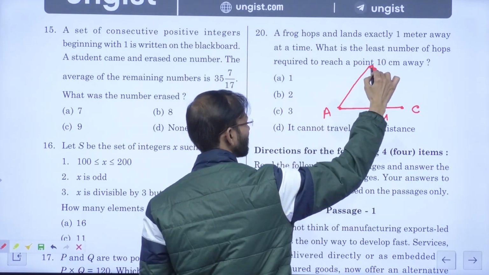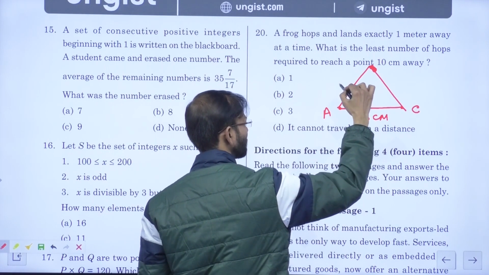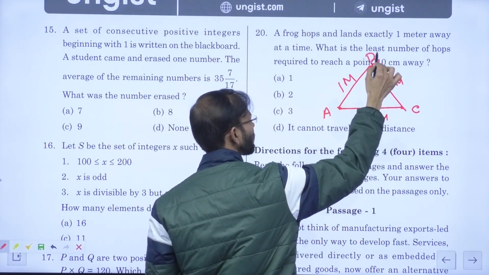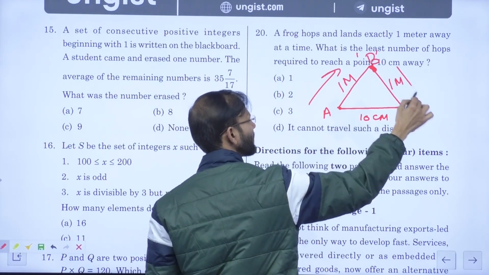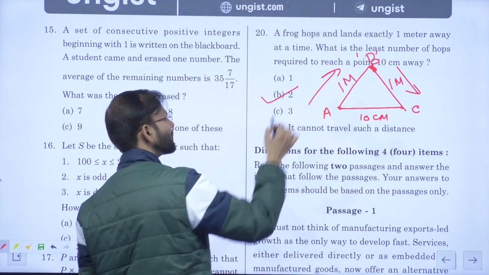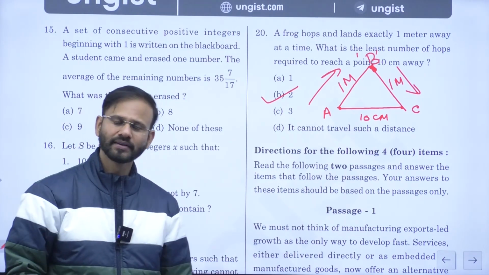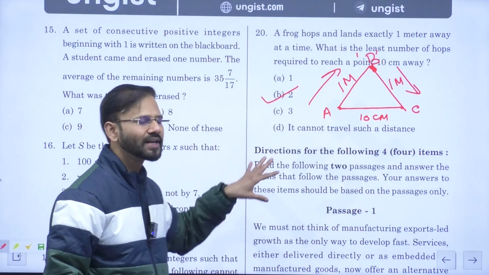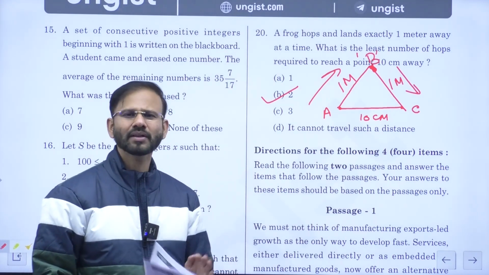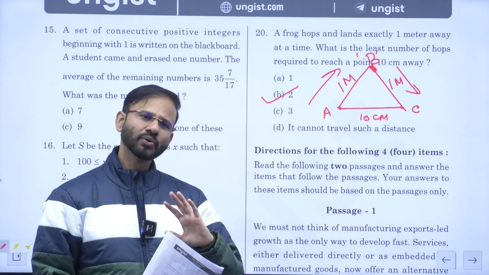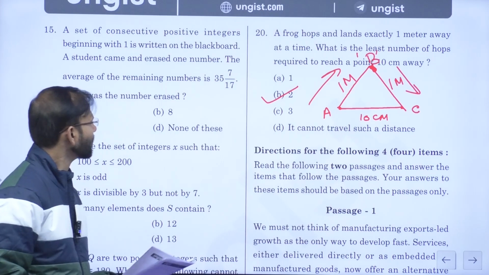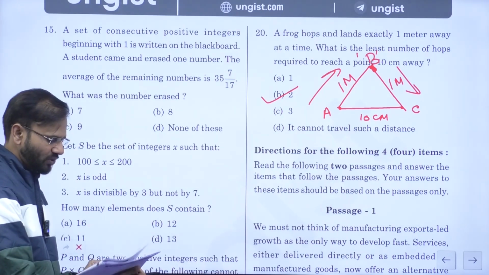This is 1 meter. And 1 meter. So 1 meter, 1 meter. So the frog goes from A to B and then B to C. So 2 jumps are required. A simple question, very simple question. And this question will hardly take very less time of yours if you understood the question well, right? Now, that was question number 20 I talked about.